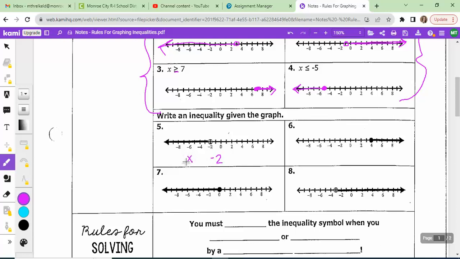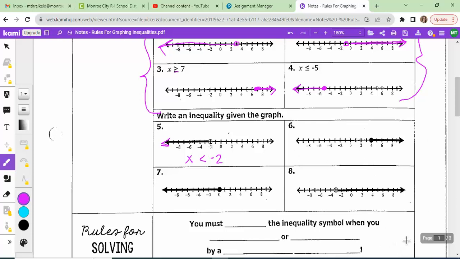Okay, so we have an x, we have a negative 2. Less than or greater than? Less than. You can look at this arrow, it tells you. Does it get an equal to? Nope, because it wasn't a closed circle. So x is less than negative 2. I was just looking for the inequality.